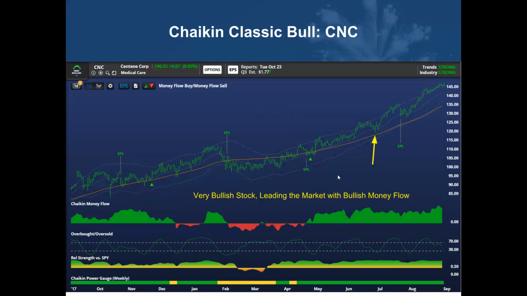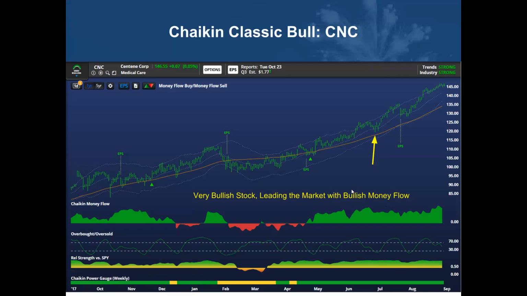And when we look at our charts, we look at them from the bottom up. So this ribbon here at the bottom of the screen tells us where the power gauge rating is and where it has been over the course of the past year. And then when we move up from there, we can see that Centene has been outperforming the market. And really, since April, Chaikin money flow has been bullish. So institutional investors are accumulating this stock.